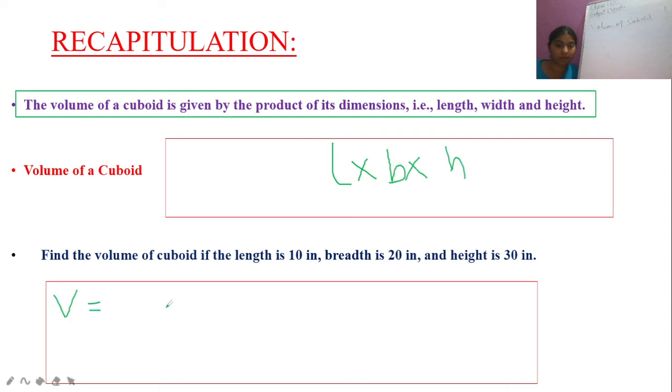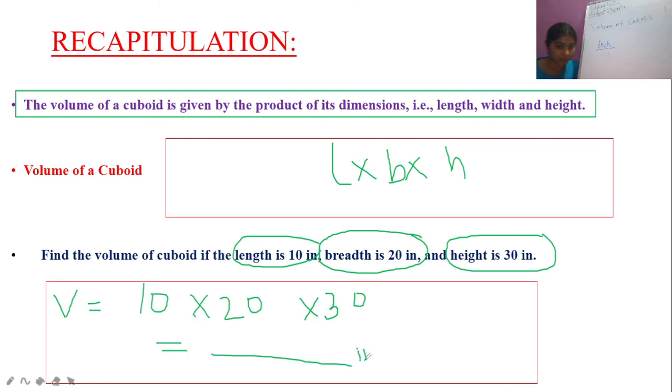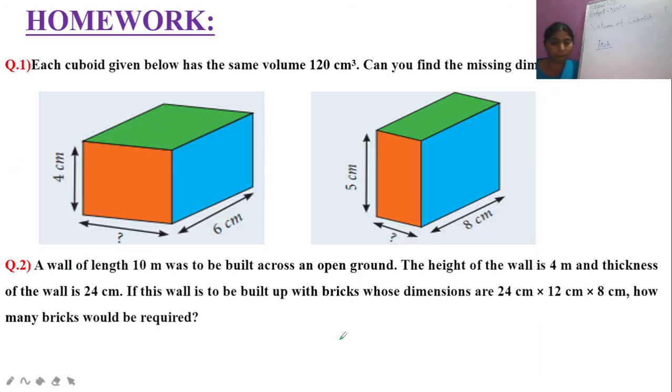So we know that the volume of a cuboid is length into breadth into height, right? Do we have length? Yes, we have a length. Do we have breadth? Yes, we have a breadth. In the form of which unit, students? Yes, this is in the form of inch. So this is also one unit which we calculate. So you just multiply 10 into 20 into 30. Tell me what is the correct answer. And it should be inch cube. Yes, we get 6,000. Okay, so these are the two questions, students.